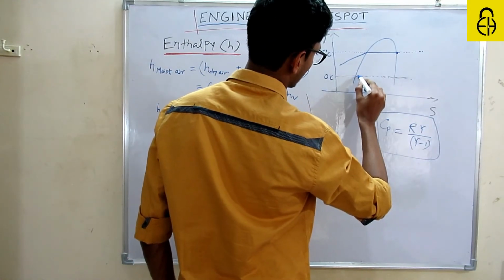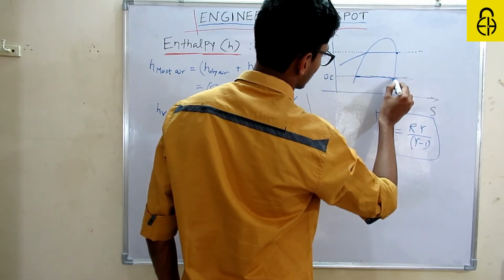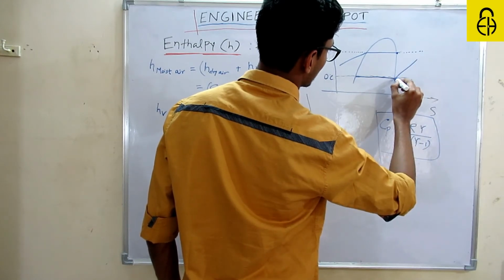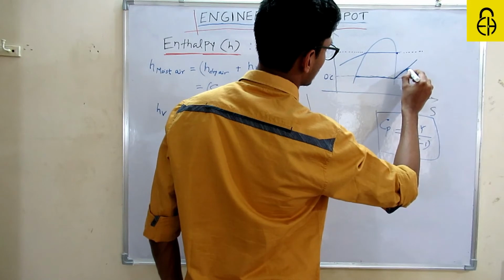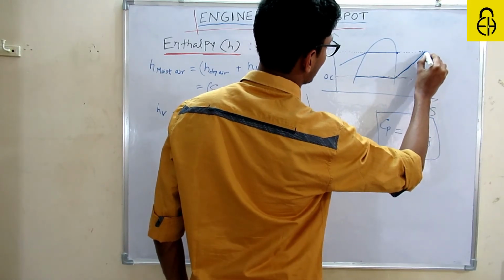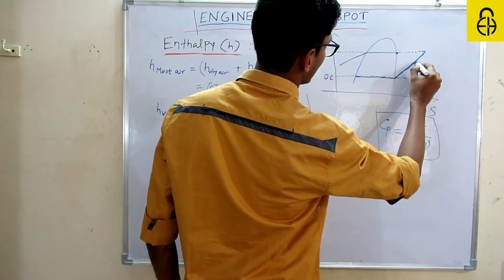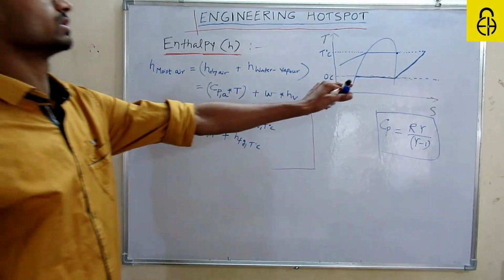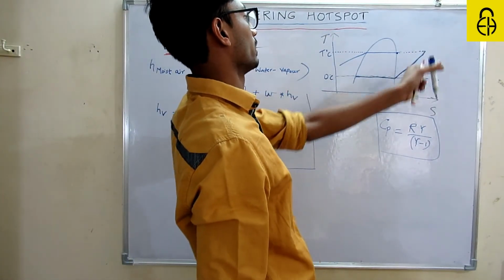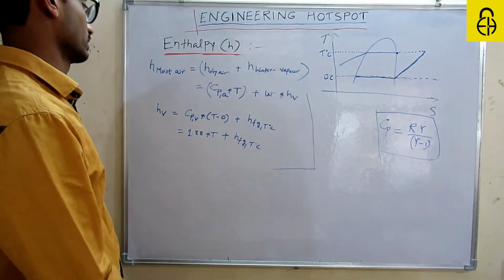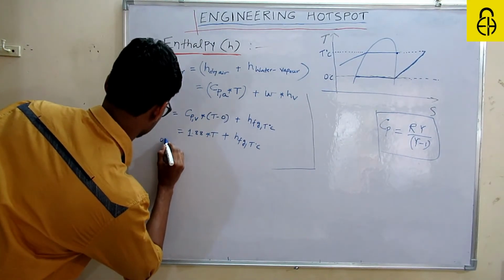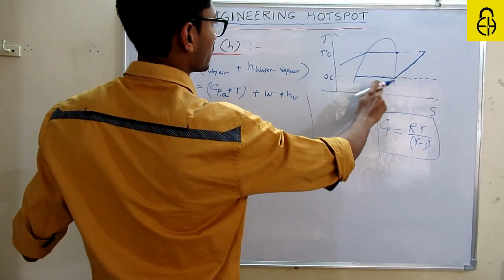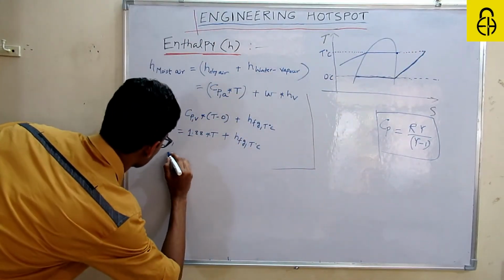The curve will go like this, then this, and then it will move like this. So you need to drag this part to here only, then you will get the idea how we are writing HV. Or suppose I am writing HV, meaning vapor enthalpy, along this line. So what will it be?